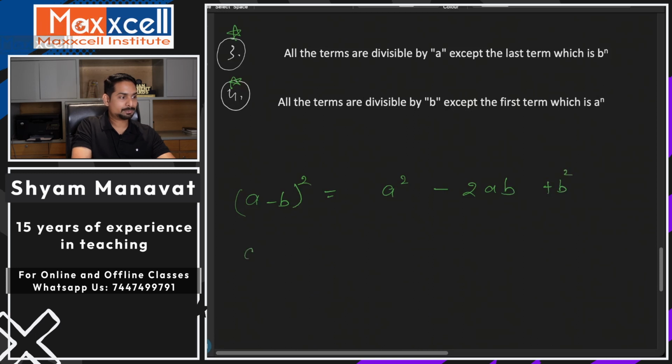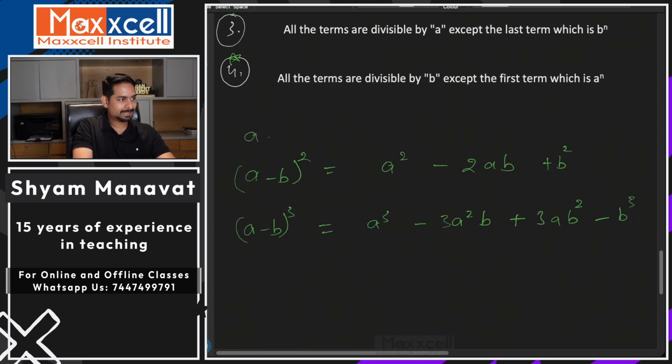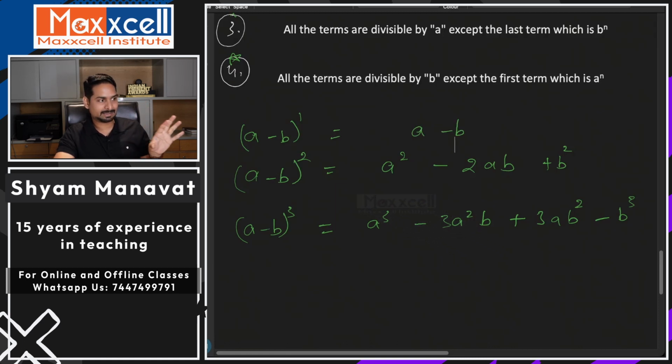Do you remember, if I do A minus B whole cube, then what will happen? You have A cube minus 3A square B plus 3AB square minus B cube. Right? Now, let's say A minus B to the power 1 also. A minus B. So, if I try to generalize by looking at these three expansions, again, I am calling these formula like expansion formula.